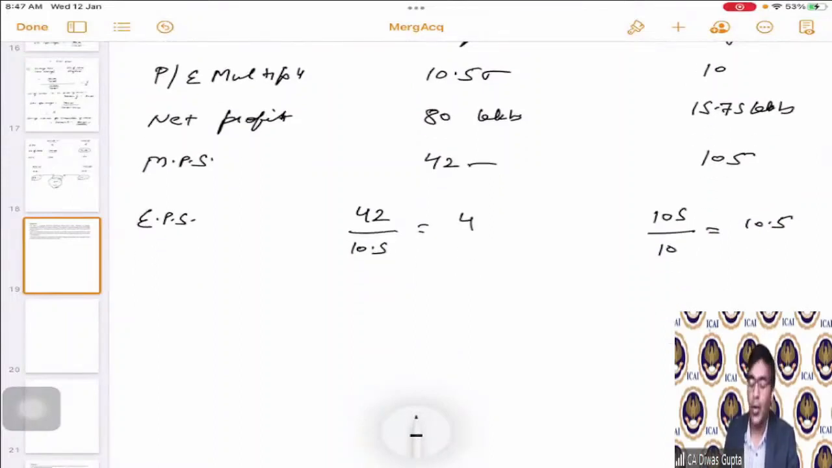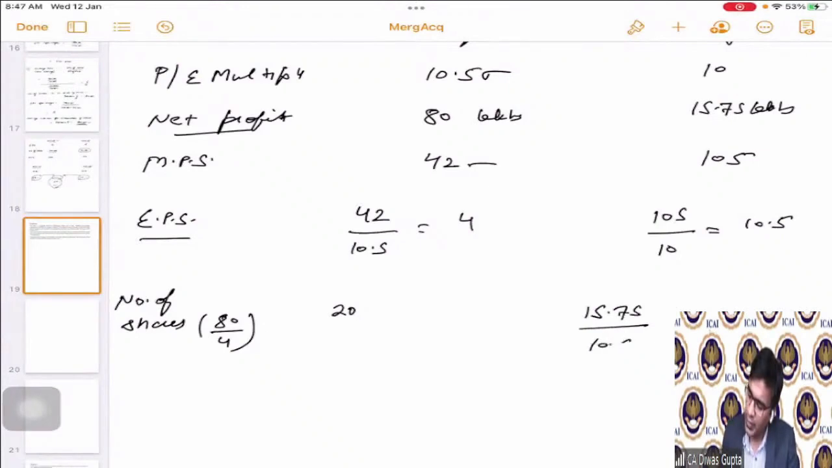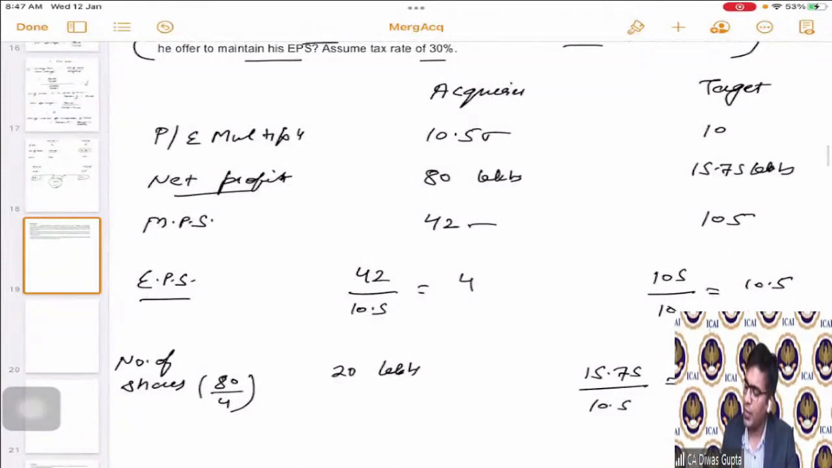Now, can we calculate the number of shares also? Because we have the total profits, we have the EPS. Can we calculate the number of shares? Yes. The number of shares is 20, which we have calculated as 80 divided by 4, which is EPS. So the total earnings divided by the EPS will give you the number of shares. Similarly, here it is 15.75 divided by 10.5, which is equal to 1.5 lakhs. This is 20 lakhs actually. So 20 lakhs are the number of shares, and for the target company, the number of shares is 1.5 lakhs. Correct?